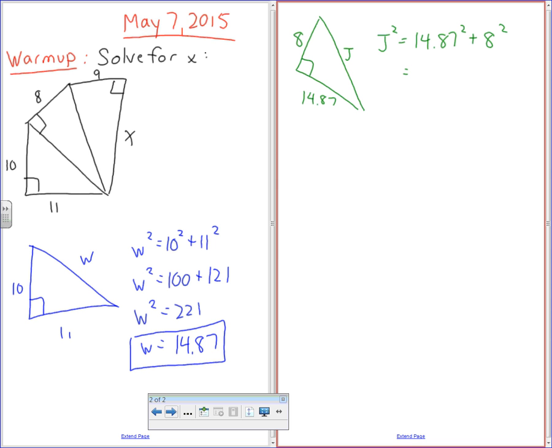Right on. We took the square root of 221 to get this number, so when you square it, you should go back to that number, right? Okay, so I'm going to call that 221, and I'm going to call that 64. So I'm going to say J squared equals, what is that, 285? Megan, take a square root of 285 for me, please.